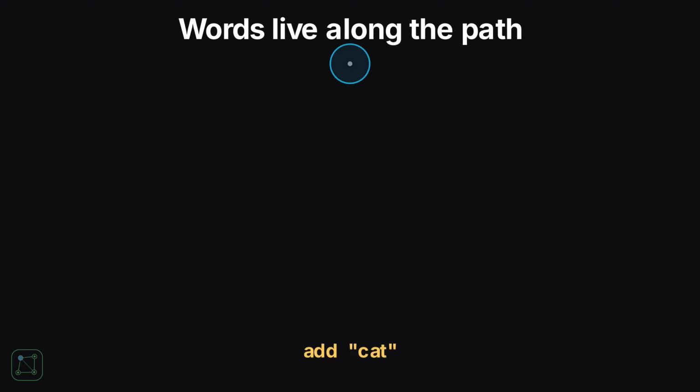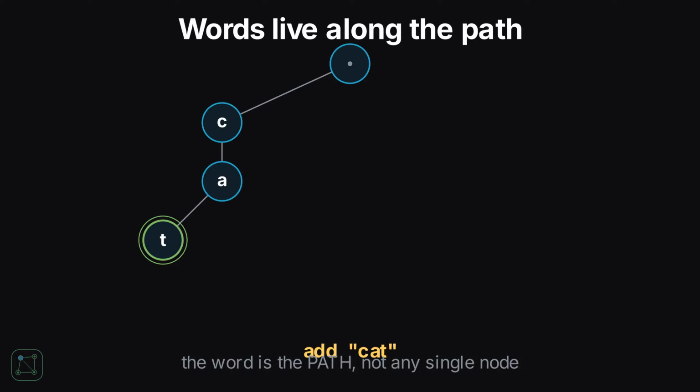A trie stores words by their letters along a path. Start at an empty root. To add the word cat, we make a branch for C, then under that T. The word isn't in any single node, it's spelled out by the path you walk from the root.